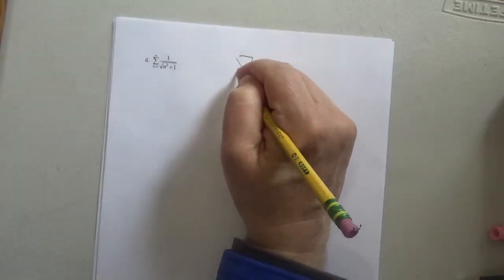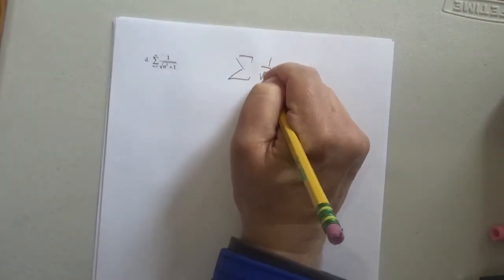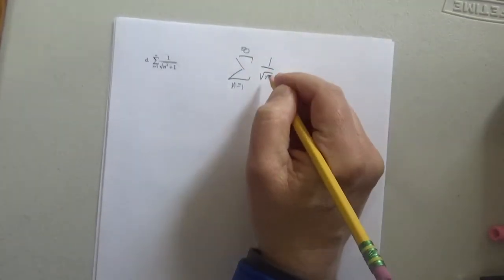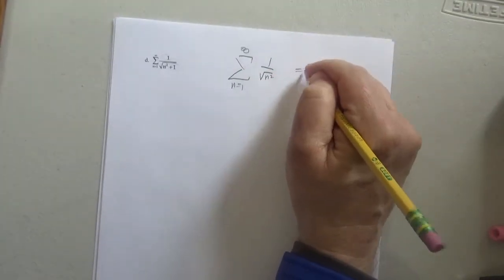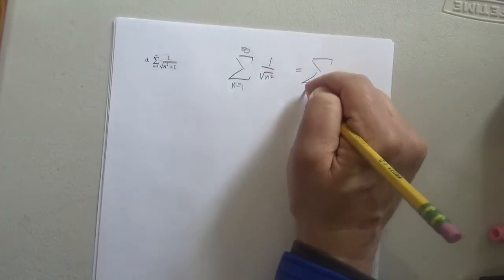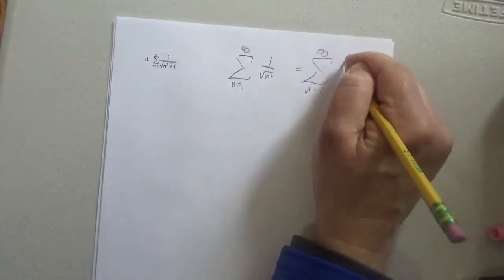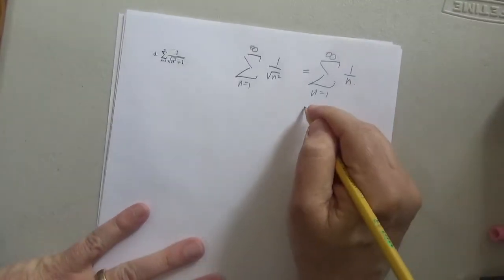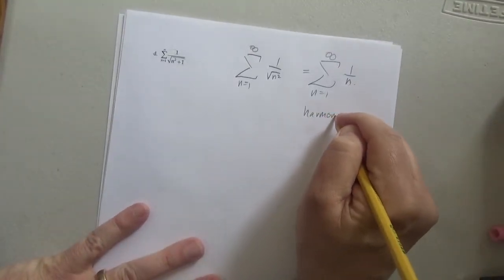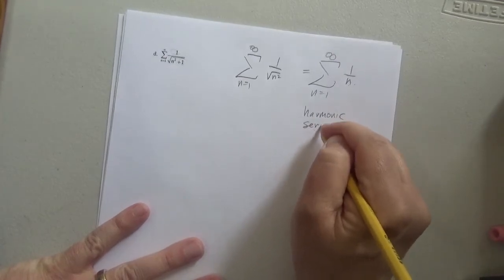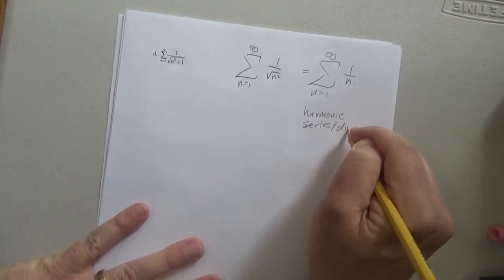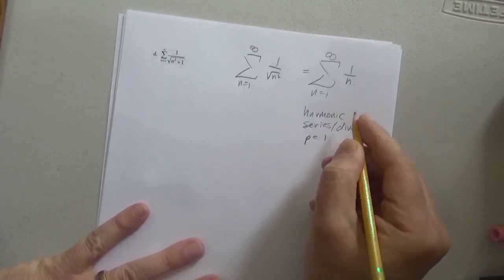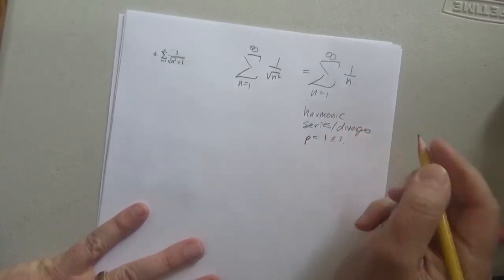So I'm going to rewrite this as the sum of 1 over the square root of n squared, n equals 1 to infinity. And hopefully we're all okay with the square root of n squared being equal to n. So this is the same as the sum from n equals 1 to infinity of 1 over n. What is this? This is the classic harmonic series. That diverges. p is equal to 1, which is less than or equal to 1.